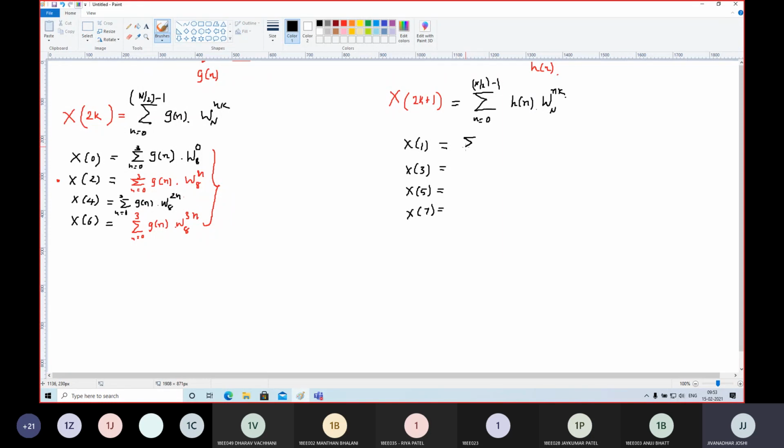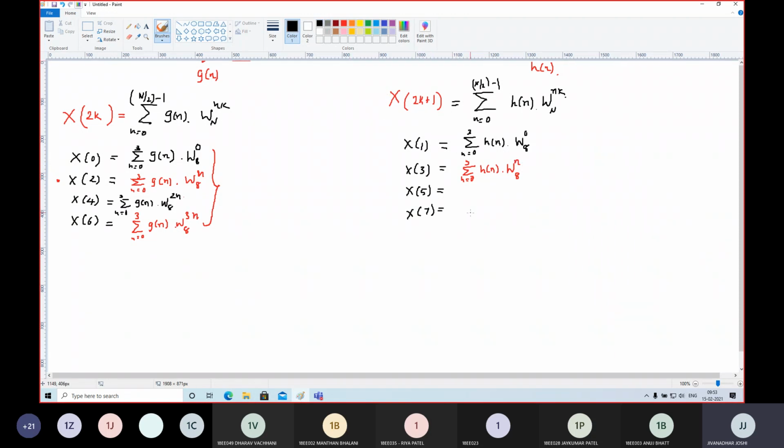What will come? Summation n equal to 0 to 3 h of n into W8 raised to how much? K is 0. So W8 raised to 0 again. Similarly, this is how much? Summation n equal to 0 to 3, h of n, W8 raised to n. Yes, W8 raised to n.